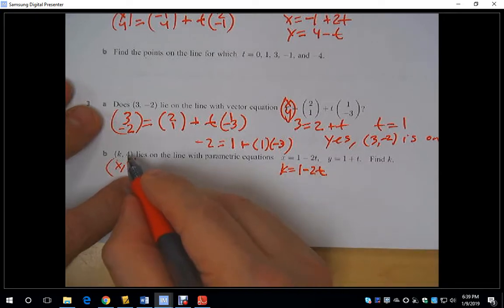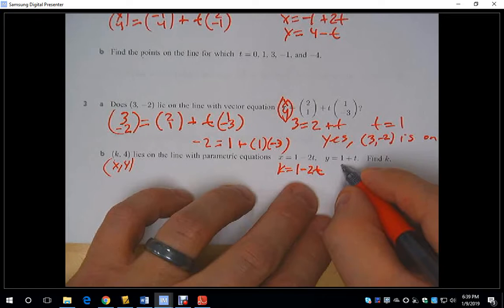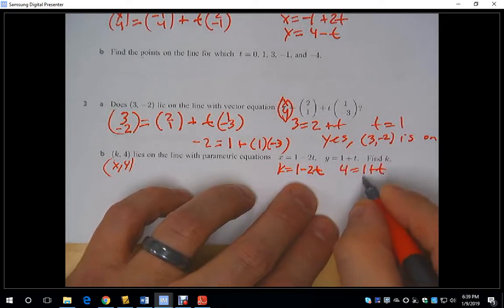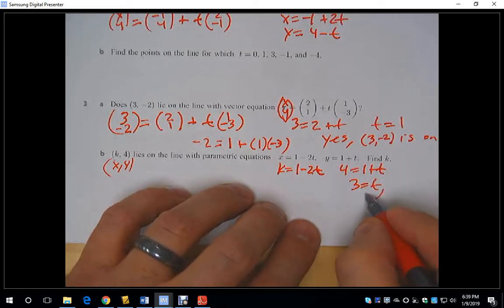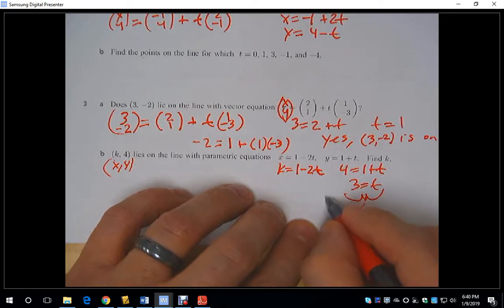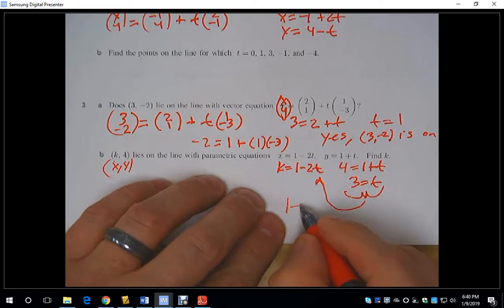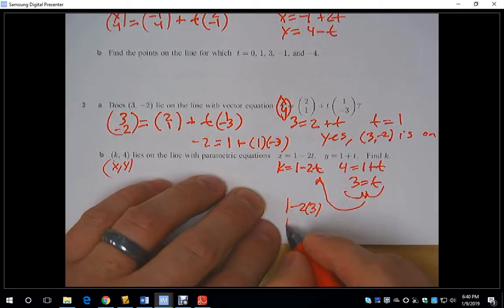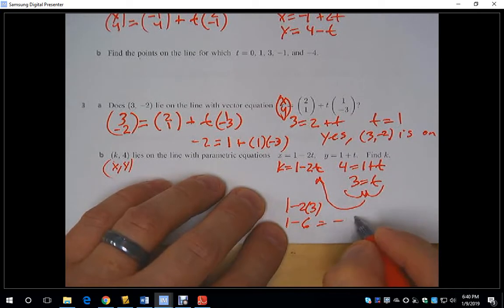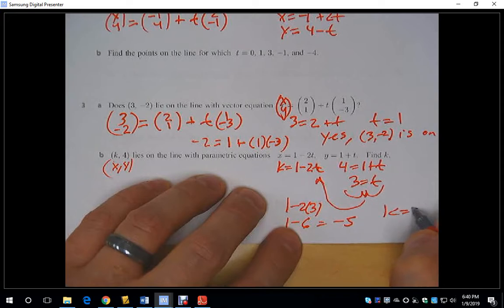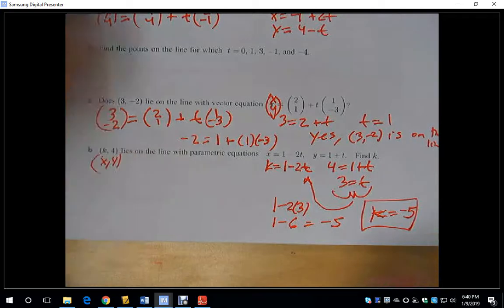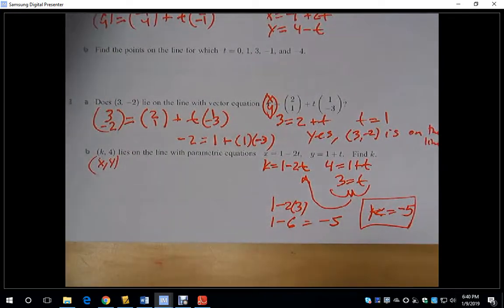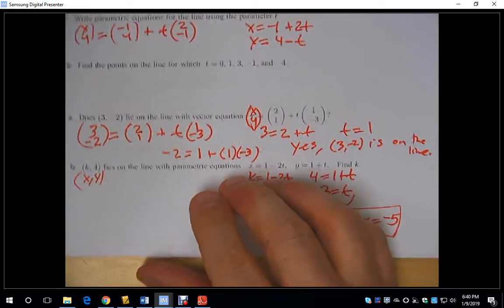But if I take the y value and plug it in here, then I have 4 equals 1 plus t. I subtract 1 from both sides, that gives me 3 equals t. Now I take this value, t equals 3, and plug it in here, and I have 1 minus 2 times 3, which gives me 1 minus 6, which is going to give me -5. k equals -5. Okay, moving on.